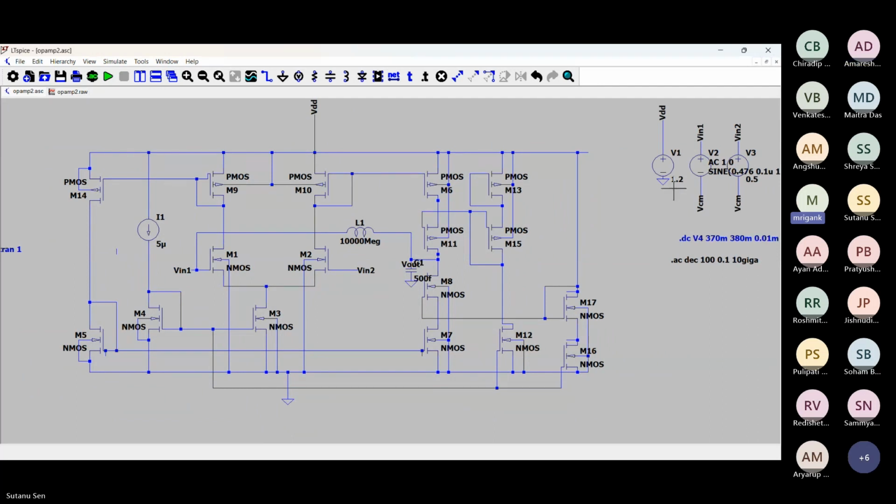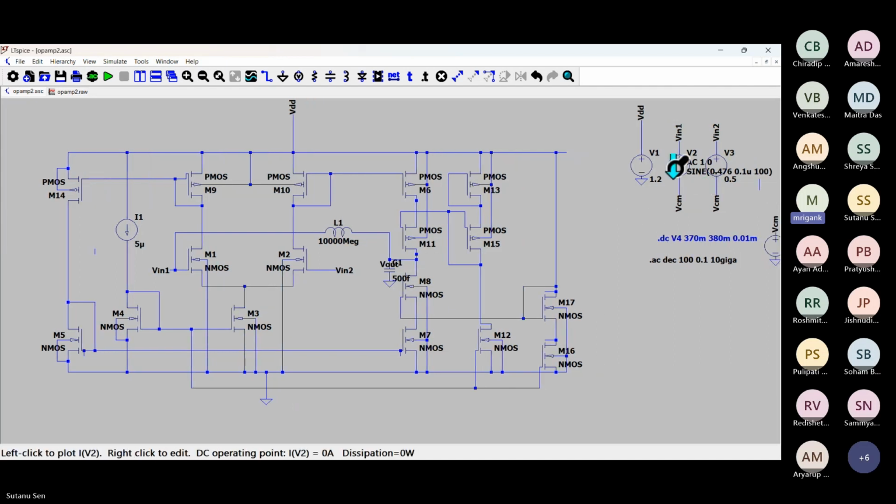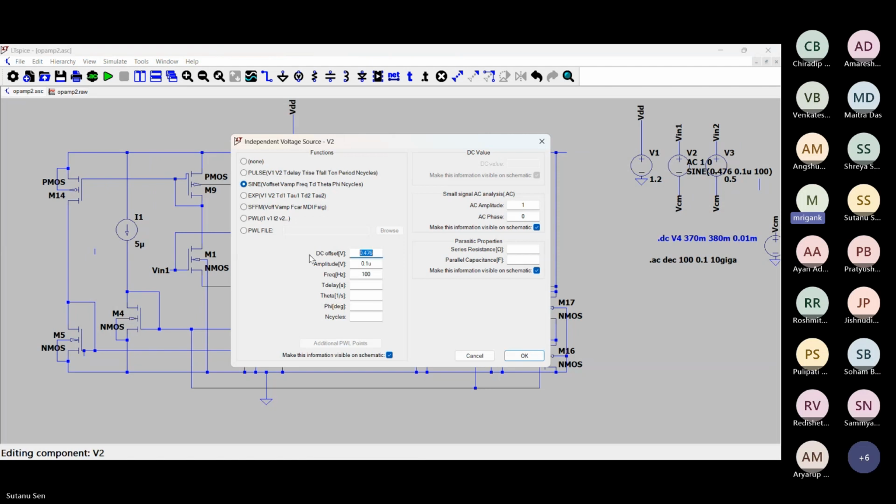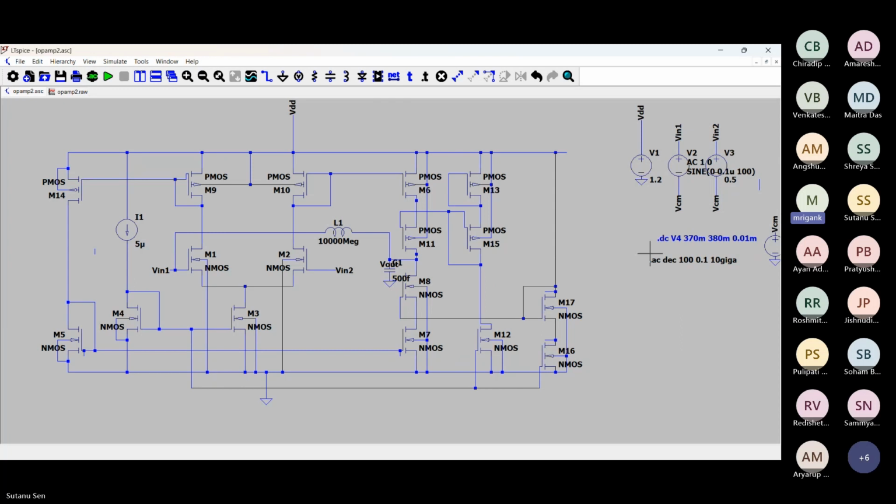But the problem is that you have a DC point also. From the DC point of view, when you are forcing it, V in 1 DC you will have to remove. So V in 1 DC you will have to disconnect and apply the AC signal at V in 2. That is a shortcut way, rather than doing the AC analysis every time. This is just for simulation purpose.